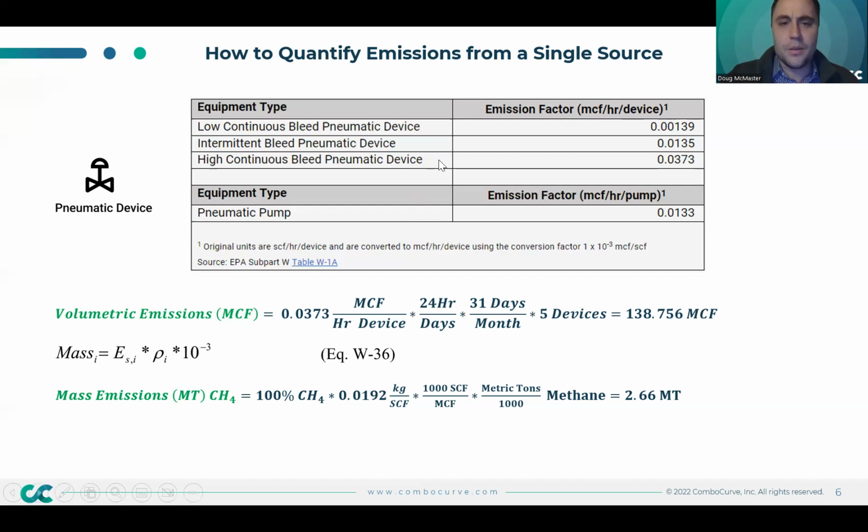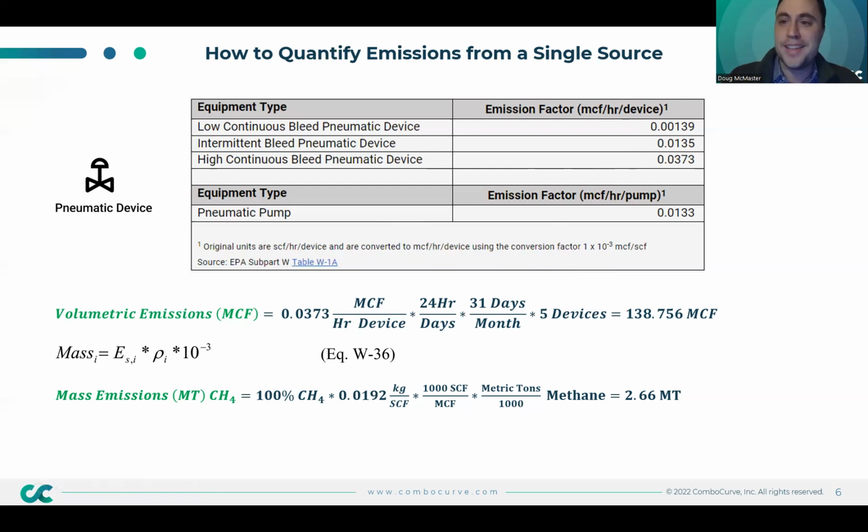So in this case, we're going to estimate the emissions from 5 pneumatic devices that are the equipment type high continuous bleed. Therefore, they have a higher emission factor. And in this case, the emission factor is in units of MCF per hour per device. So in this first calculation below, because remember, I'm trying to get to the fundamentals, all the way down to the basics, we take that assumption and multiply it so that we can get from hours to the total volume in 1 month.